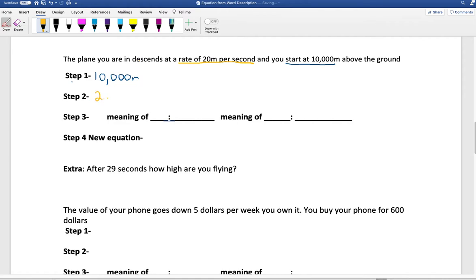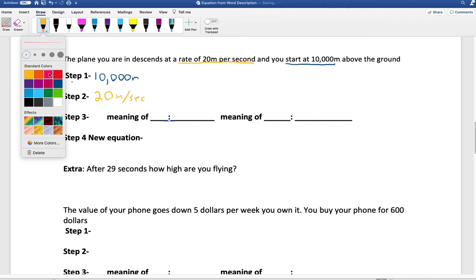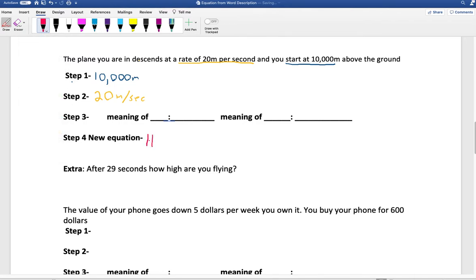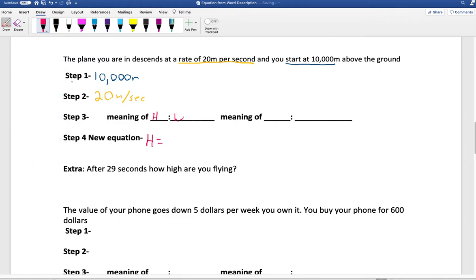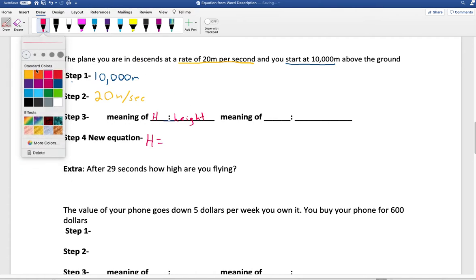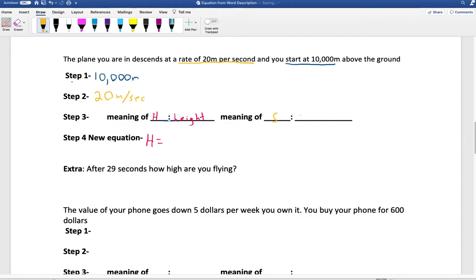So this is going to be 20 meters per second. I'm calculating, once again, my height or altitude. I'll use height. So what's my height going to equal? H is my height, and my rate of change is in seconds. So I'm going to write that as seconds. So my equation is going to be, well, my height is 10,000. Whoa, I just remembered this. I'm descending. That means my height's going to be going down. So I'm going to go minus 20s. So I'm going down 20 meters per second.